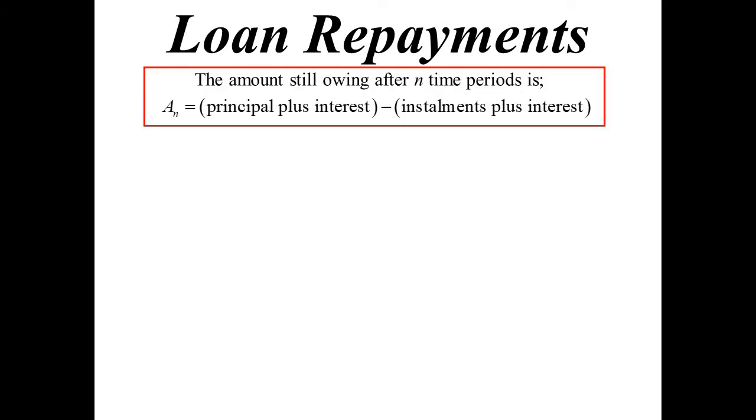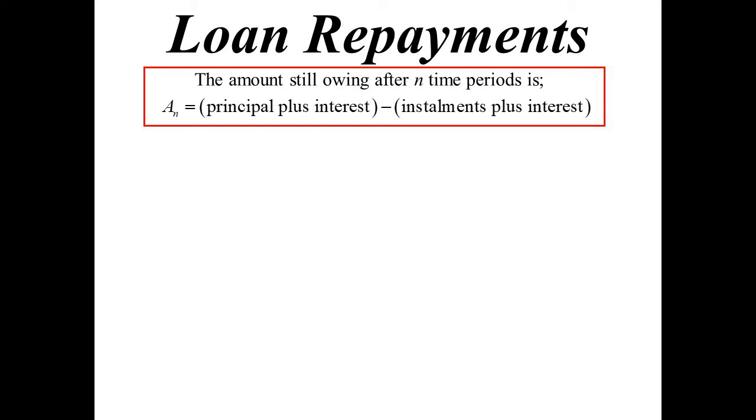So let's look at the loan repayment question. The amount still owing after N time periods is always, just keep this one key idea, the amount left is principal plus interest minus instalments plus interest. You see, you can think of a loan as two different investments.